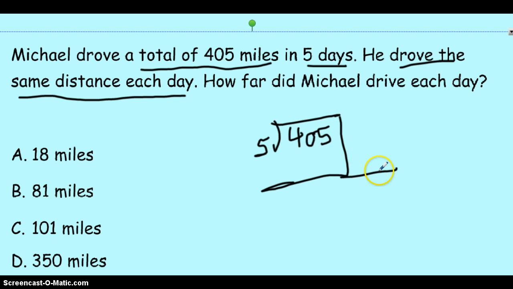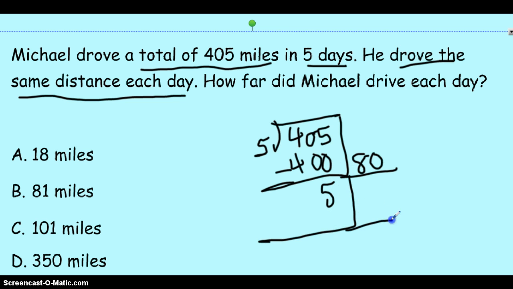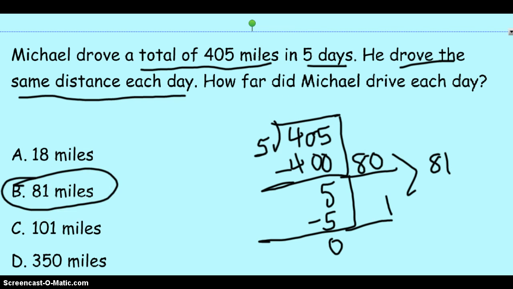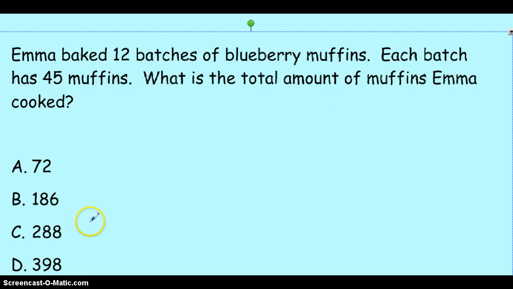I can't do 100, but I can do 80, because 80 times 5 is 40 hundreds, or 400. 40 tens are 400. I subtract, and that leaves 5 more miles to separate into 5 groups, so that would be 1. 1 times 5 is 5, with nothing left over, no remainder here. So if we divided all those days up, we would have 81 miles in each day. On to the next one.